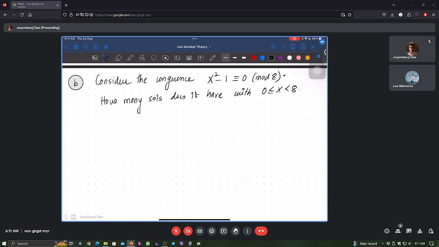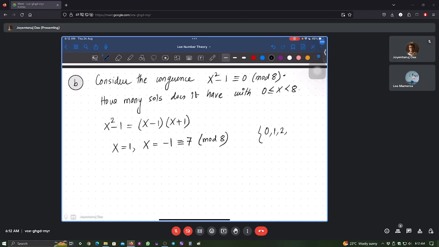Let us do at least that. So x square minus 1 is x minus 1 into x plus 1. So x equals 1 is a solution and x equals minus 1 is a solution, but minus 1 is nothing but 7 in modulo 8, right? So these two are solutions. Any other solution can we have? The range of x is 0, 1, 2, 3, 4, 5, 6, 7. So we can check if anything else is a solution or not.